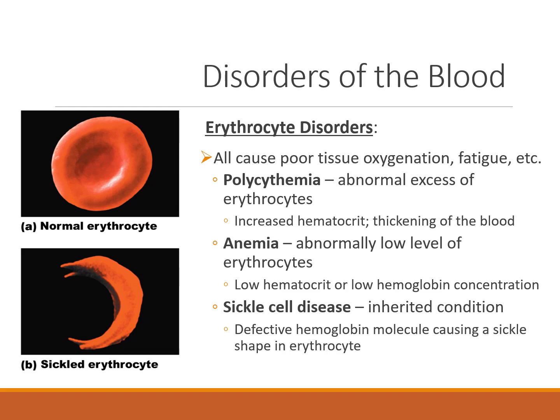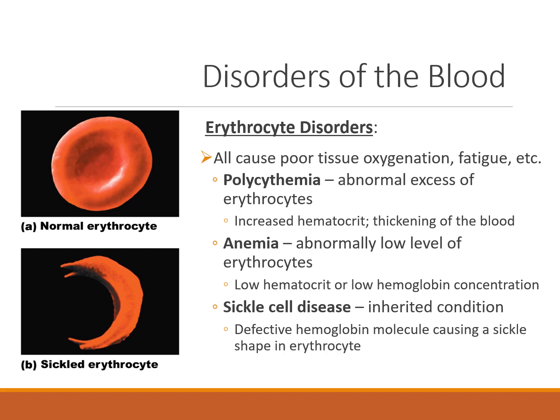Now, anemia on the opposite end is a low level of red blood cells or erythrocytes. So you have a low hematocrit, so you have low hemoglobin concentration. Those are two different types of anemia. So there's lots of different types of anemia. So it can either be not enough red blood cells or not enough hemoglobin inside the red blood cells. But the whole outcome is the same, is that you can't carry enough oxygen on those red blood cells.